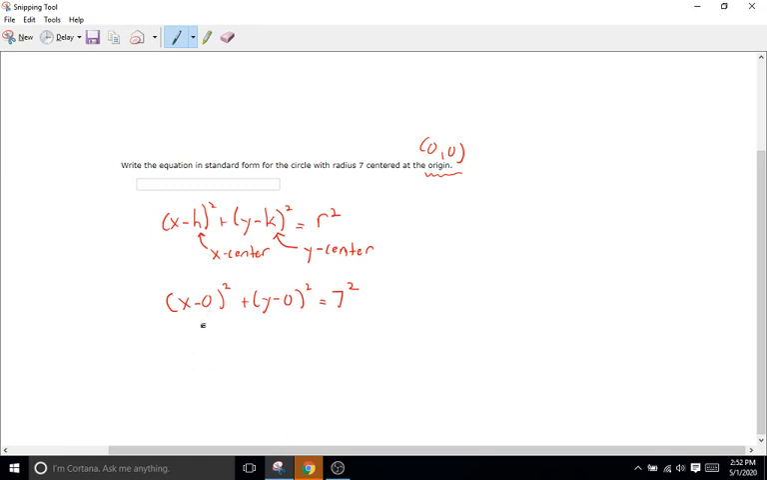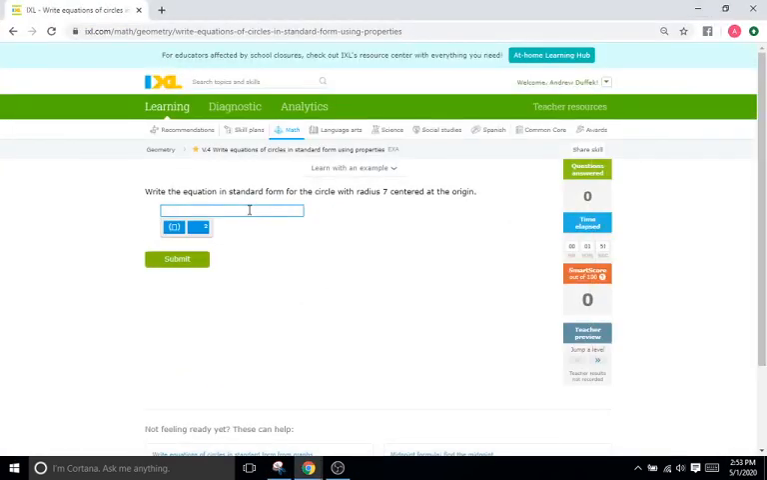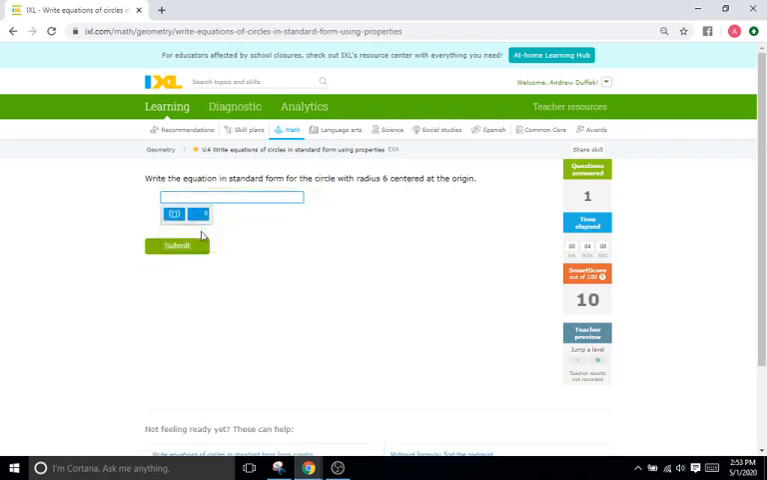So x minus 0 is x, so that's just going to be x squared plus y minus 0 squared is just y squared. And I'll leave the parentheses in there, I guess. Equals 7 times 7. 7 squared is 49. So x squared plus y squared equals 49 is going to be our answer. So we'll go over here, we'll type in x, press the square button, plus y squared equals 49. Not plus 49, nope, equals 49. There we go. Brilliant. Okay, next problem.